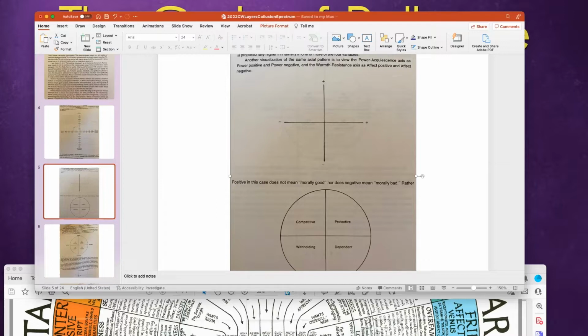Downgrid. I don't know. Withholding could be downgrid. I'm saying protective is upgrid, because think about when does being protective come to have any value? I'd buy that.